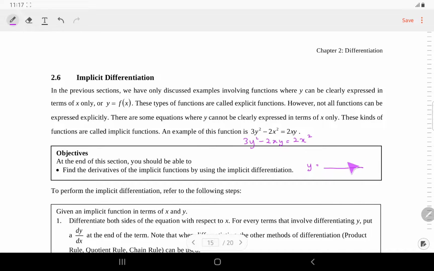On the right side we cannot put terms of x only with y on the left side, we can't get that. So this is an example of an implicit function. We cannot express y in terms of x only. So how to differentiate this type of function?